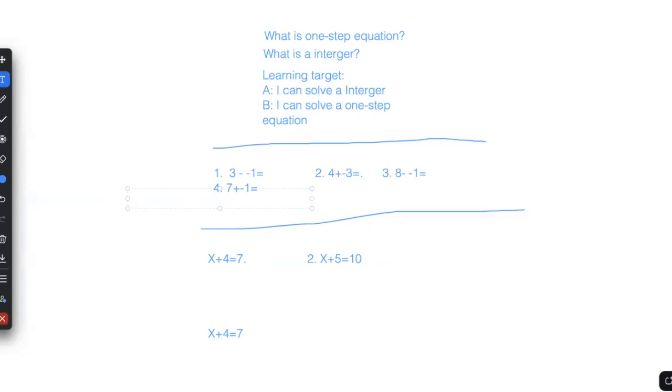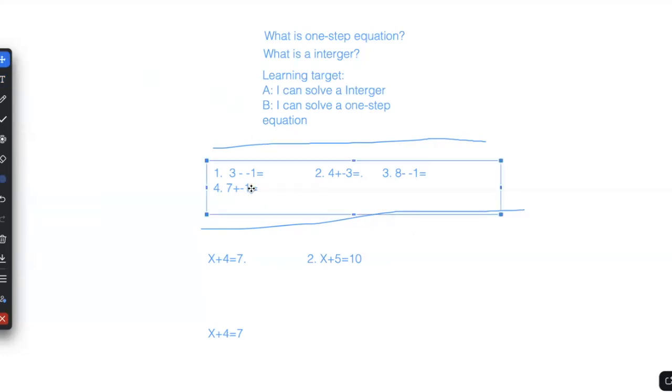We will be doing one-step equations and integers. Many people will be asking, what are we going to be learning in today's unit? Well, today we're going to be mostly learning how to solve a one-step equation and how to solve integer problems.